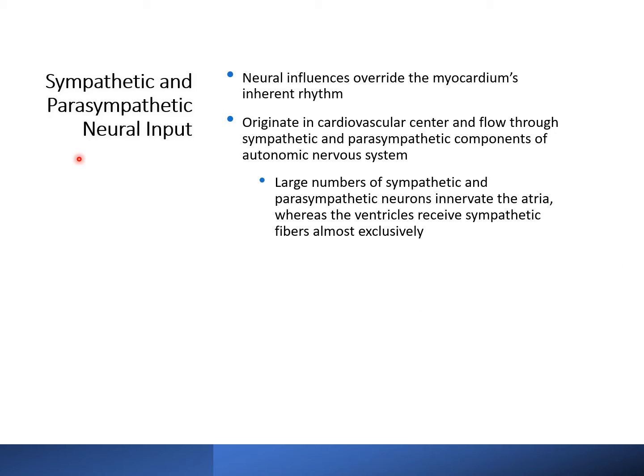So next is sympathetic and parasympathetic neural input. So these are the neural influences that override the myocardium's inherent rhythm. So we have these two systems that affect the way that our body reacts to exercise. And we'll talk about these a little bit more in depth in the next few slides.